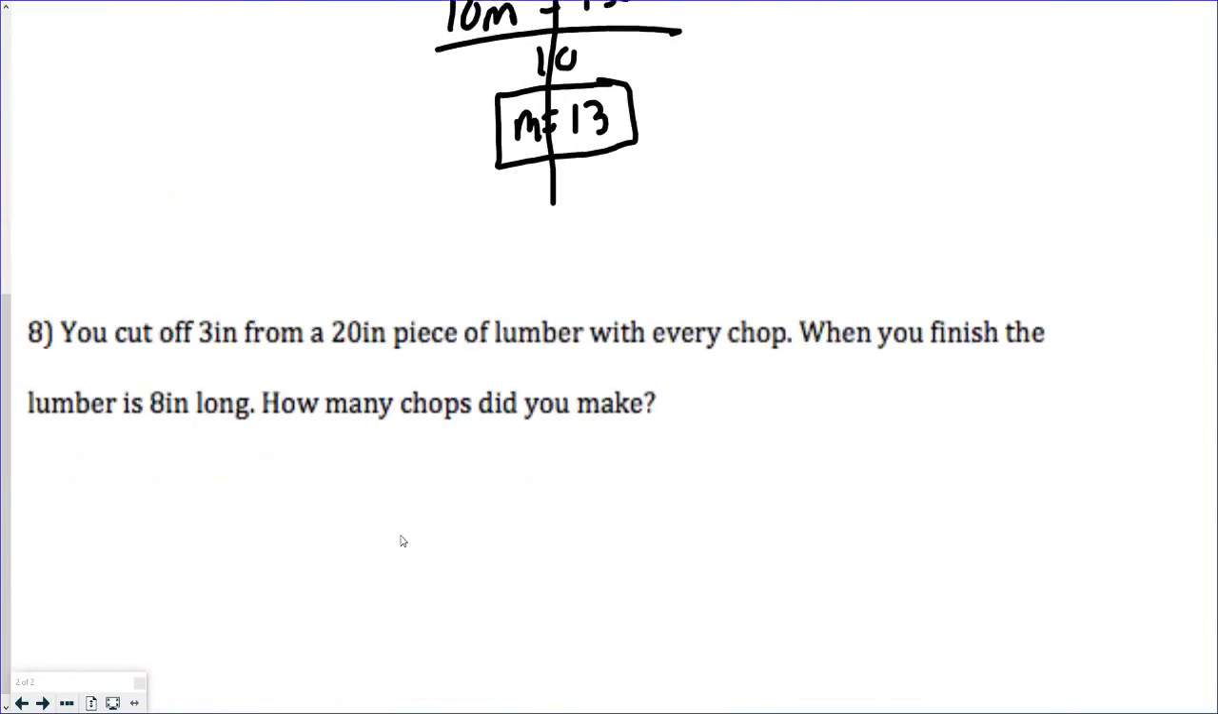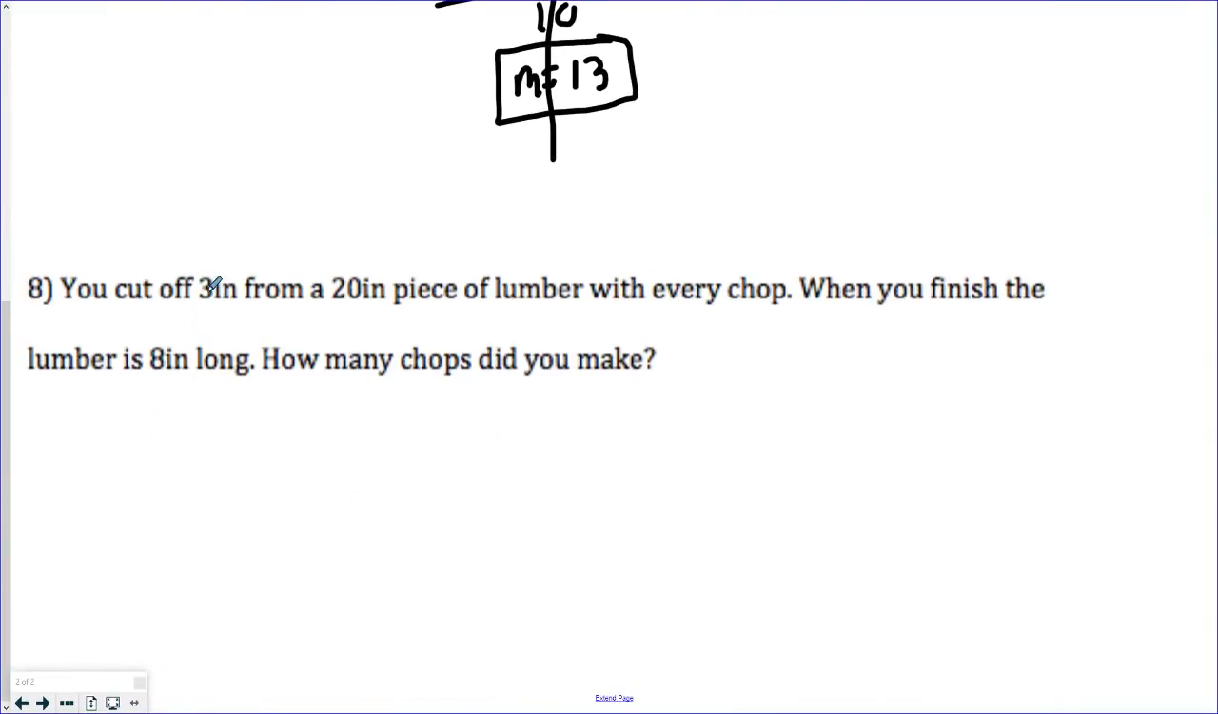Now sometimes you might end up with some negatives in your word problems. So you cut off 3 inches from a 20-inch piece of lumber with every chop. When you finish, the lumber is 8 inches long. How many chops did you make? So it's a little bit trickier. So chops, we're going to do C for chops. You cut off 3 inches from a 20-inch piece with every chop. So 3 inches every chop. That's a repeated number. 3 inches every chop.